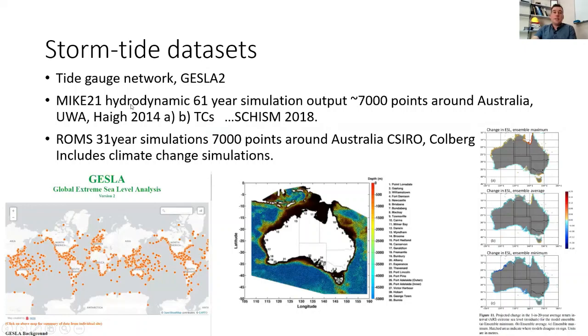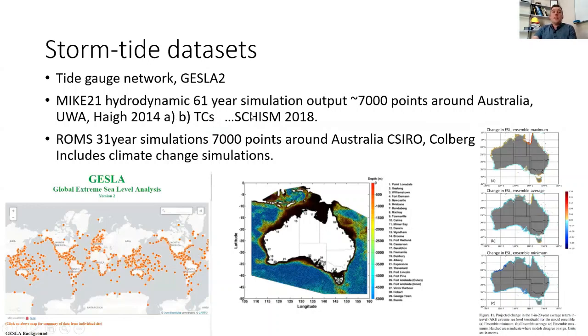But there have also been some hindcast hydrodynamic simulations conducted. One in particular is the MIKE 21 hydrodynamic simulations, 61-year simulations, which are used in the Canute tool. This outputs at 7,000 locations around Australia, and that was run by the University of WA, with a reference to Haigh et al. 2014, and there were 2 papers that the group wrote. One was on a hindcast based on a reanalysis, and the second one is synthetic tropical cyclone simulations.